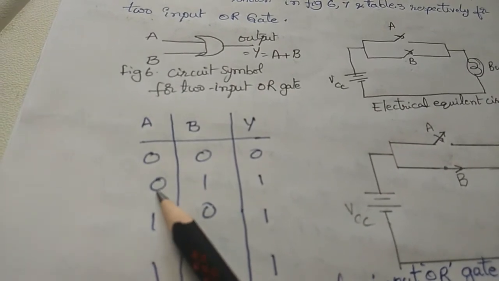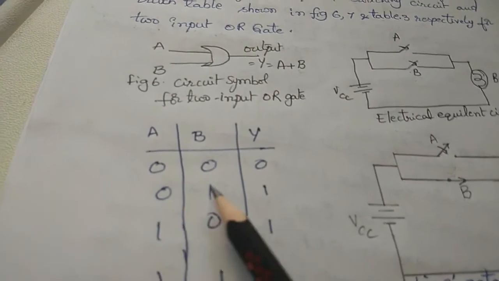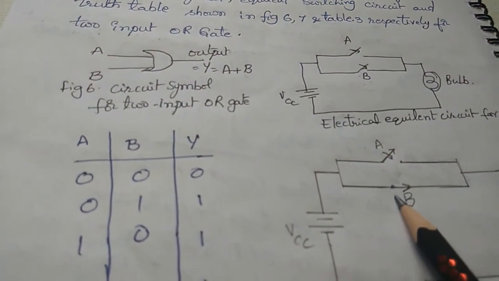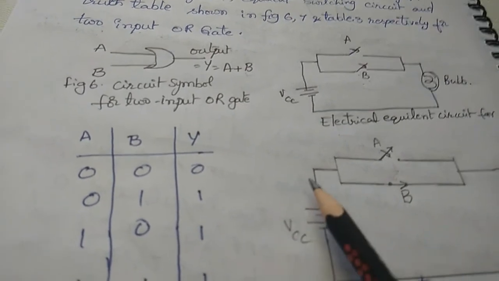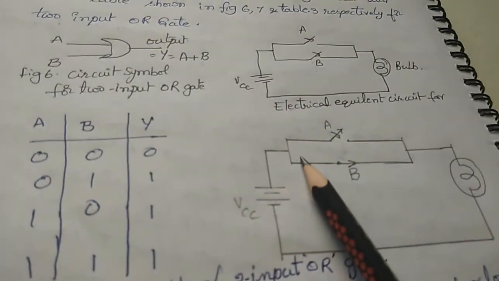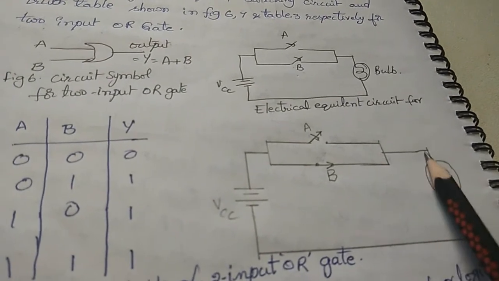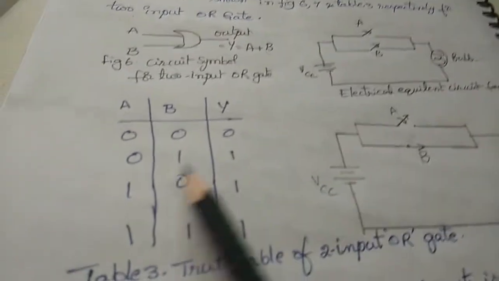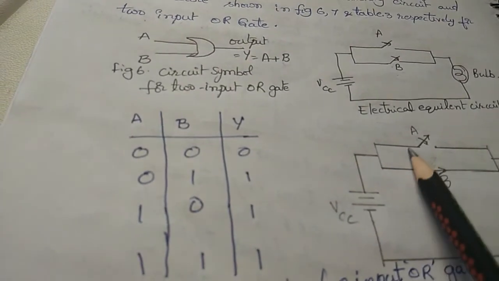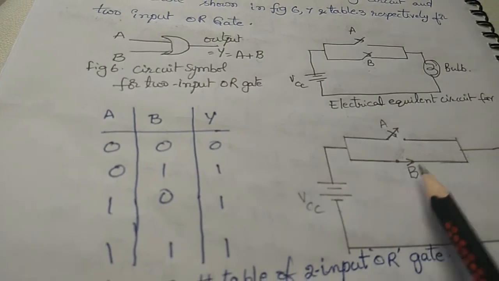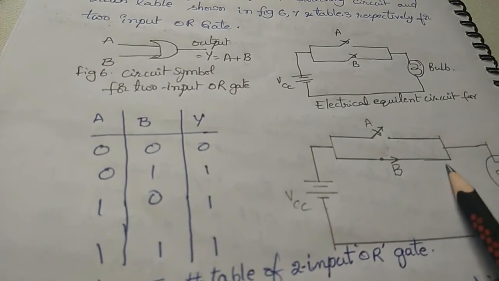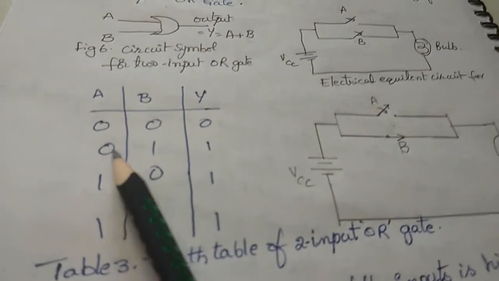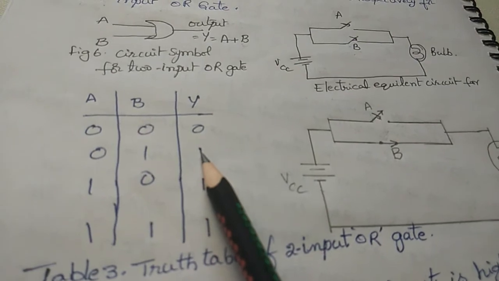When inputs are 0 and 1, that is A is 0 and B is 1, switch A is kept open and B is closed, so B is in the on state. Then the current flows from VCC through B to the bulb, the output is logic 1, and the bulb is in the on state.